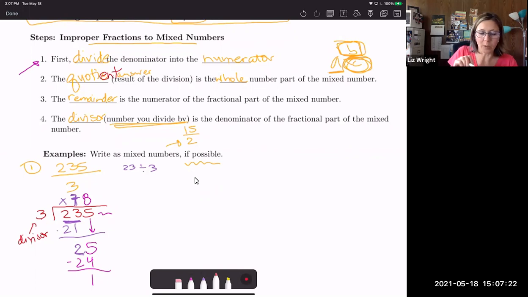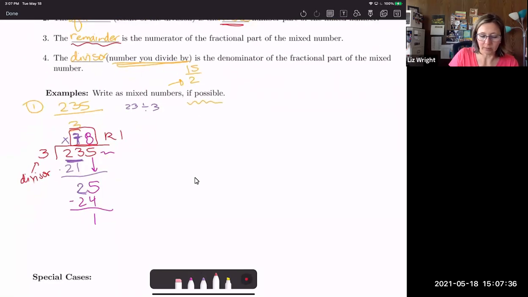Okay, so we've done step 1. The quotient is the whole number part of the mixed number. So that's going to be 78. And the remainder, because that's what we have here, I'm going to say 78 remainder 1.